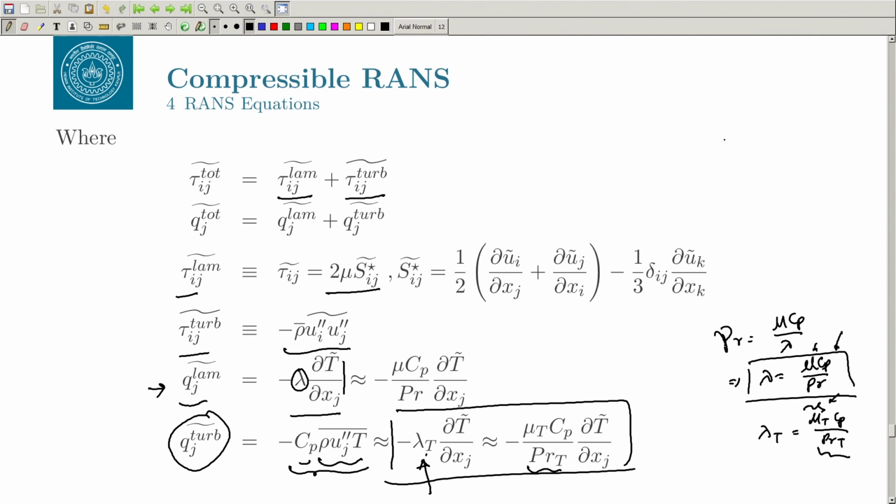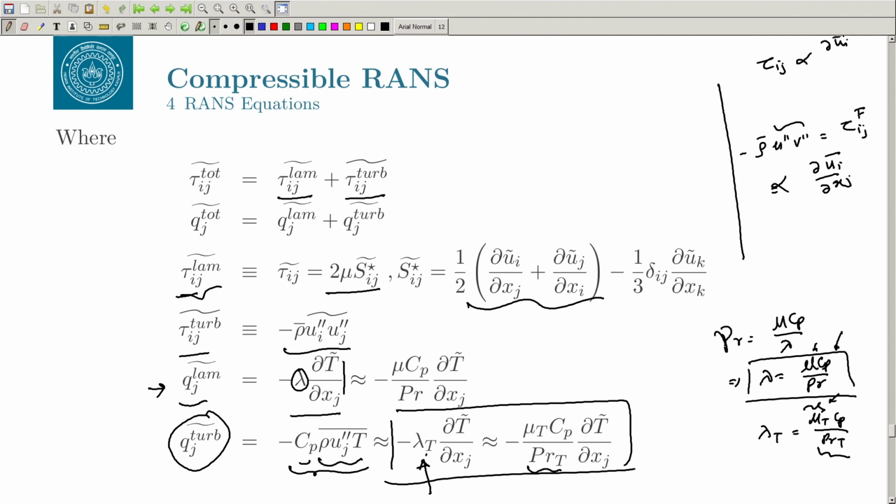What I am trying to say is that my fluctuation term, minus rho bar ui double prime uj double prime tilde, which I call tau ij f, or the Favre stress, or in the incompressible case the Reynolds stress, is somehow proportional to your mean velocity gradient. Just like your tau ij laminar, this term is related to your velocity gradient, del ui by del xj. Similarly, somehow we can relate the turbulent stress also to the velocity gradient.